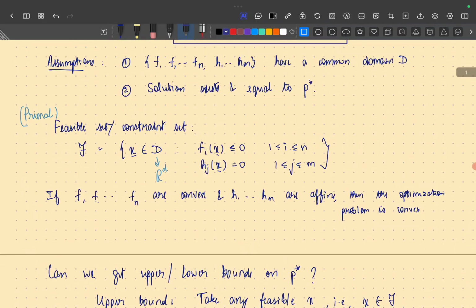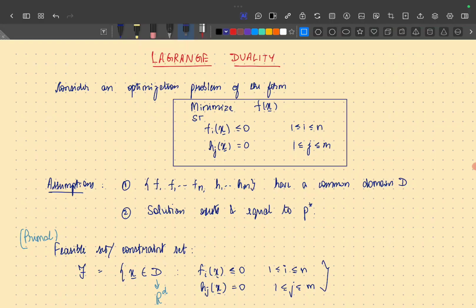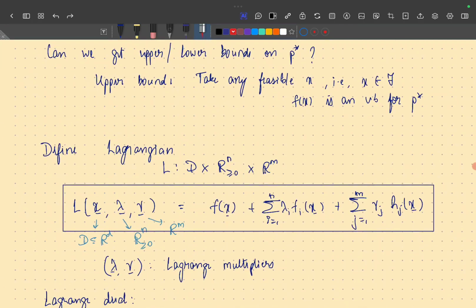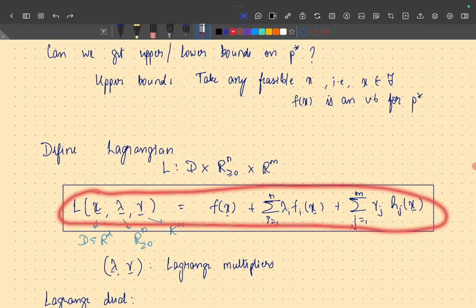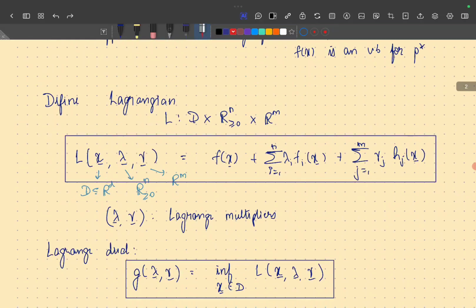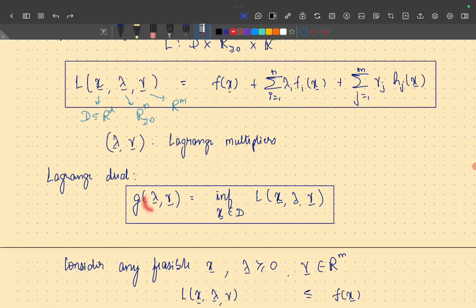So given an optimization problem in this particular form, we first define the Lagrangian, and the Lagrangian is just a linear combination of the objective function and the functions that define the inequality and equality constraints. And then taking the supremum for every Lagrange multiplier, taking the infimum of the Lagrangian over all x in the domain gives us the Lagrange dual function.